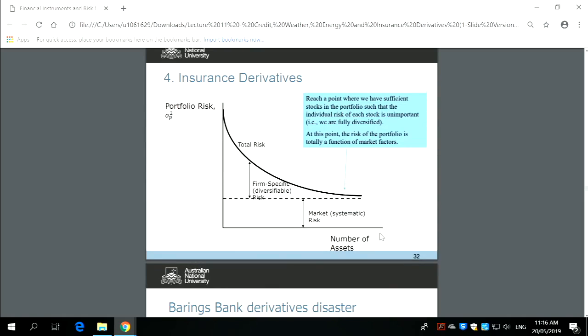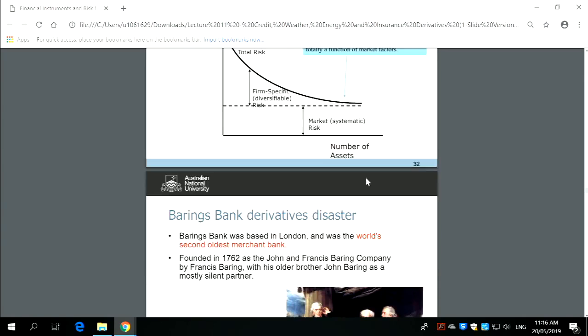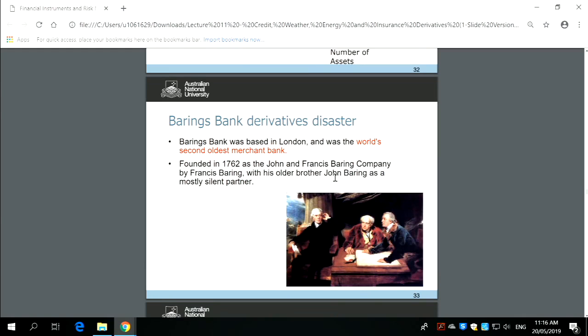Okay, so we covered all of the other types of derivatives today. Then for the second half of the lecture, we're going to talk about the mishaps in derivative instruments. The first example we're going to talk about today is Barings Bank and Nick Leeson. Okay? This is a good example where the short straddle strategy has gone wrong.